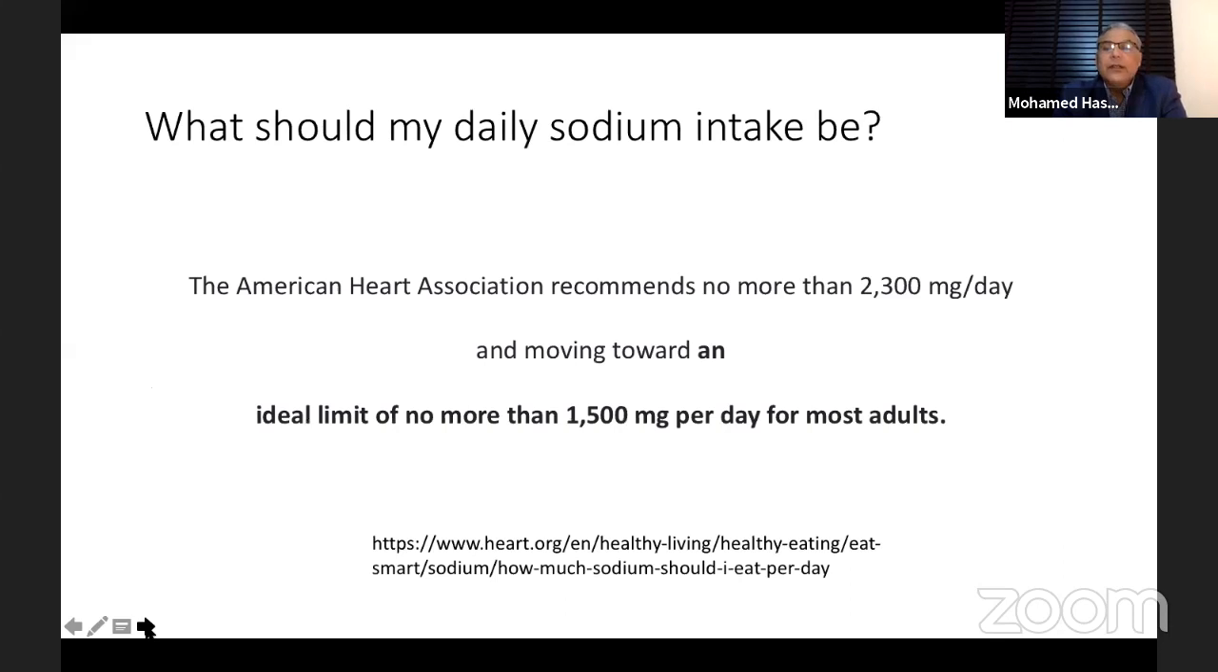Well, the information from the American Heart Association is that it should be no more than 2,300 milligrams of sodium per day. Ideally, no more than 1,500 per day for most adults. And that's quite important for all of us to remember.